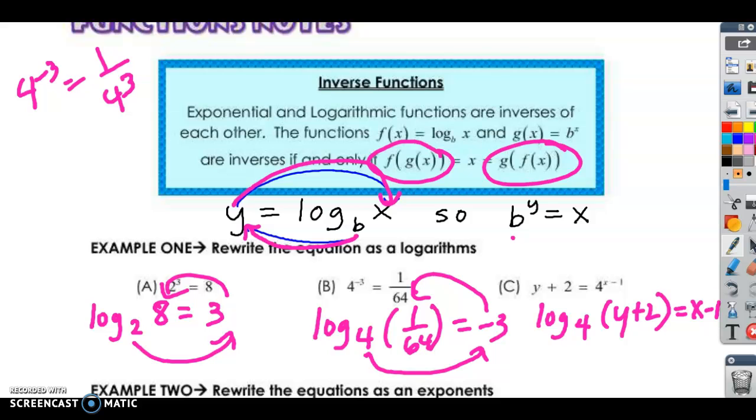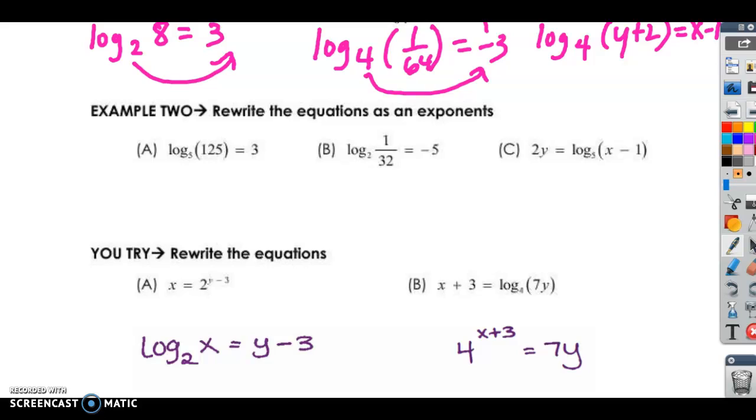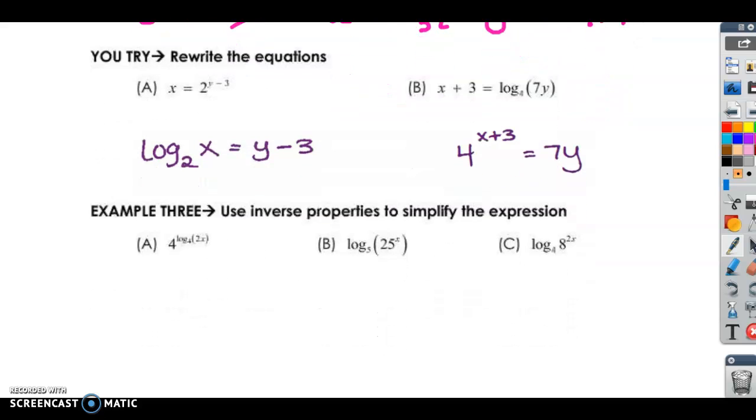So now we're going to try and rewrite the equations as exponents, and I think this is easier because you're just doing 5 to the third power equals 125. To the -5th power equals 1/32. And this is 5 to the 2y equals x minus 1. So this is for you to try, feel free to look at it if you would like. I'm going to move on to example 3.